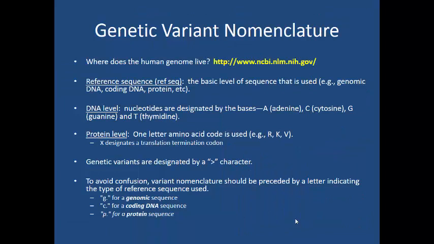So let's switch gears. We've talked about different types of genetic variants. We've talked about their functional consequences. Now let's switch gears and talk a little bit more about the nuts and bolts of genome logistics, if you will. So the first major logistic is, well, where does the human genome live?